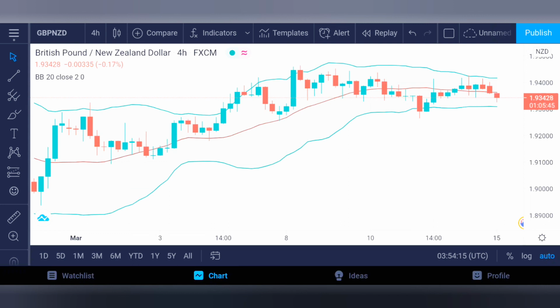In the next lesson, we'll be looking at some important software and applications you need in Forex trading, chief of them being MetaTrader 4.